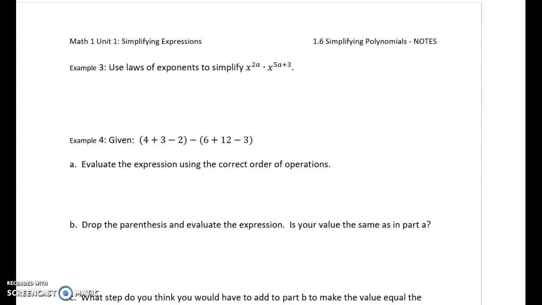Looking at example number 3, it says use the law of exponents to simplify. From our previous lesson, we know that we're multiplying the same base. The rule here for exponents is we keep that same base and add the exponents. One of the exponents is 2a, the other one is 5a plus 3, so we add those together. Multiplying the same base, we keep the base, we add the exponents. Because the exponents are algebraic expressions, we combine like terms to get x to the 7a plus 3.